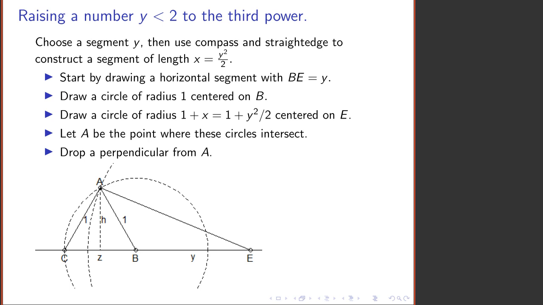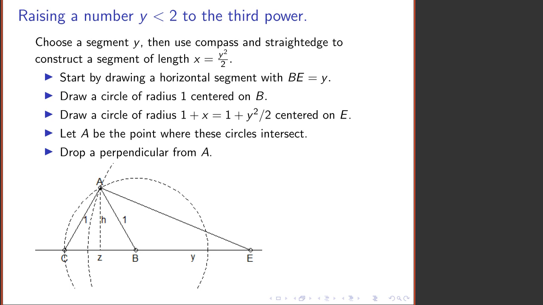Now I'll draw a circle of radius 1 centered on B. I can construct a segment whose length is equal to y squared over 2 by standard Euclidean techniques. So I will assume I have already set my compass so that it will draw a circle of radius 1 plus y squared over 2. I draw that circle centered on E, and that intersects my original unit circle at A.